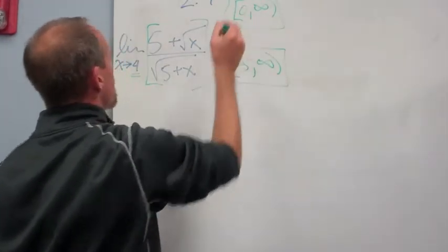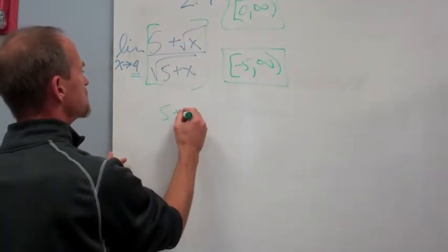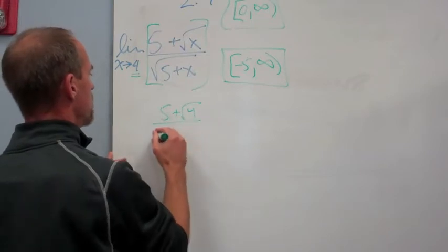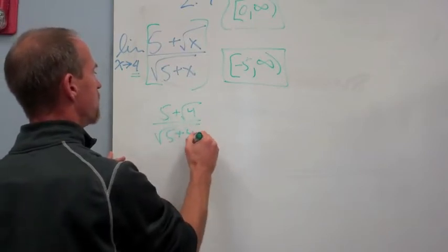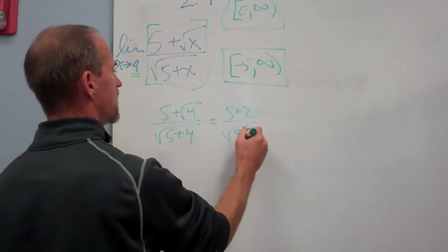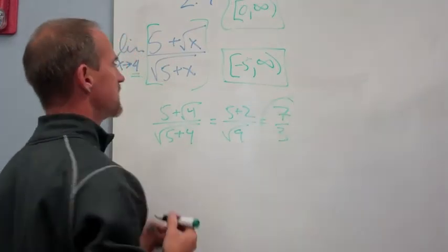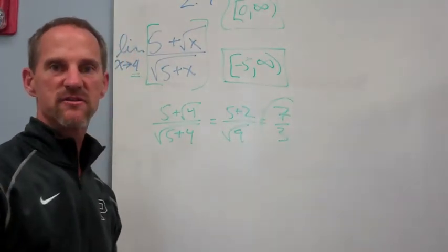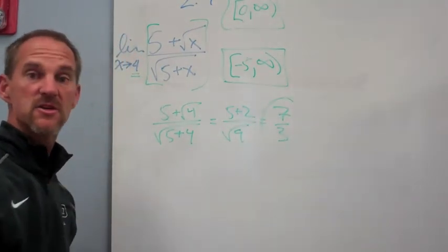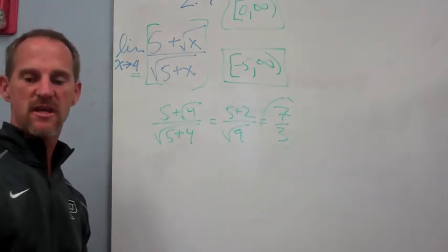Right here. And so I plug in 4, and I get 5 plus the square root of 4 over the square root of 5 plus 4, which equals 5 plus 2 over the square root of 9, so 7/3. That is finding the limit based on the application of the laws of continuity. Okay, so that'll help you finish up the homework, and then we'll move on to infinity and beyond.